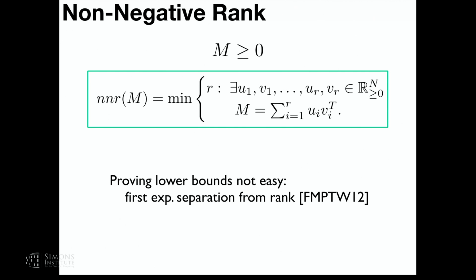This is very well connected. I mean, this is sort of the core tool that's used in studying extended formulations. And proving lower bounds for non-negative rank is not easy. In fact, the first exponential separation was only proved maybe about 5-6 years ago due to Fiorini and others. Okay. So what this work does is actually give a technique for lower bounding the non-negative rank of a family of matrices, of a class of matrices.